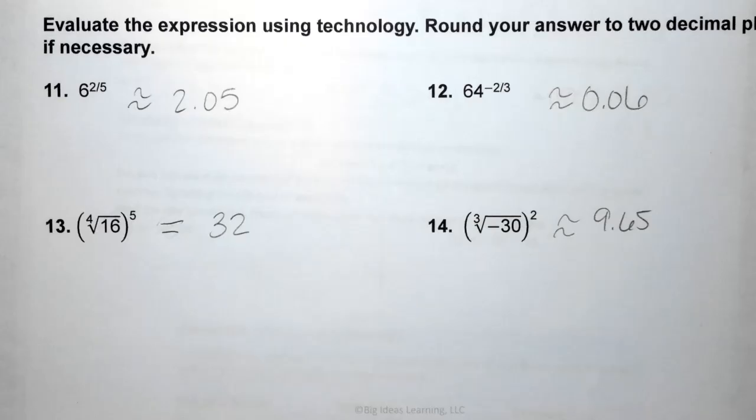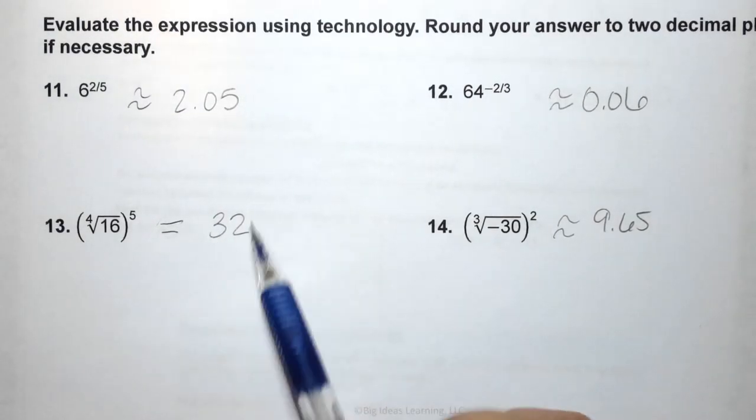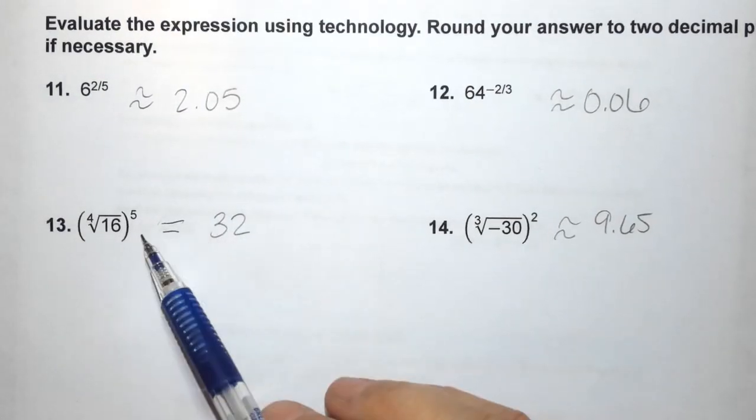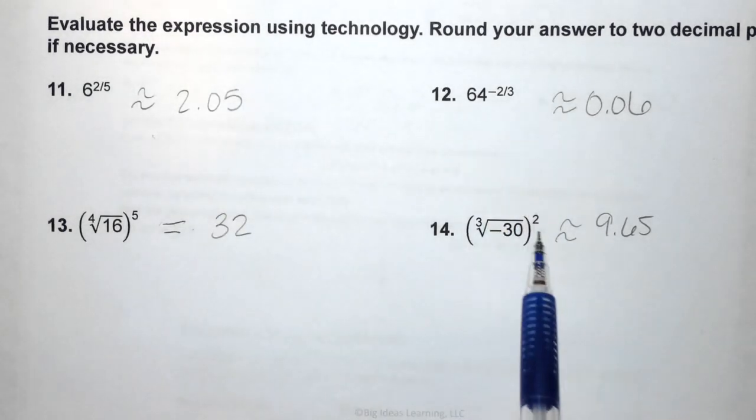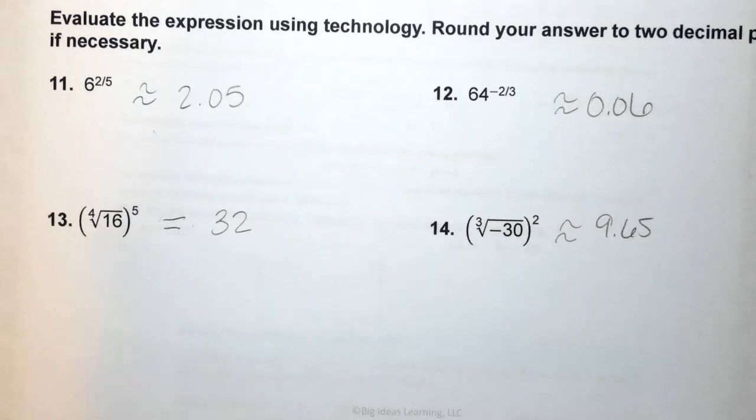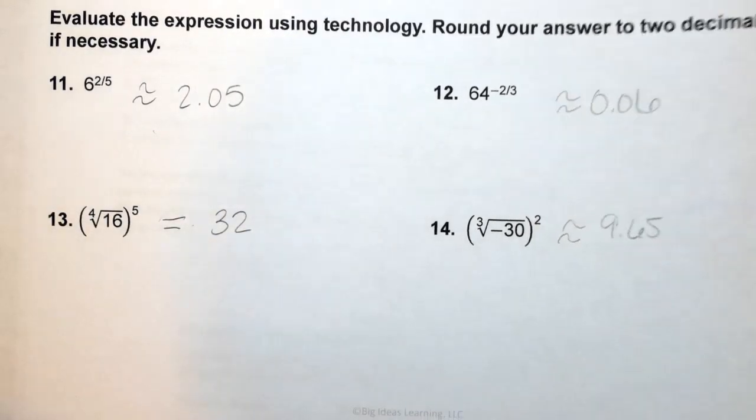All right, so here are your answers. Notice this one is equal because it actually gives us a whole number, so we don't have to round it. So rounding, you use the approximate. Not rounding, you don't have to. All right, so let's move on.